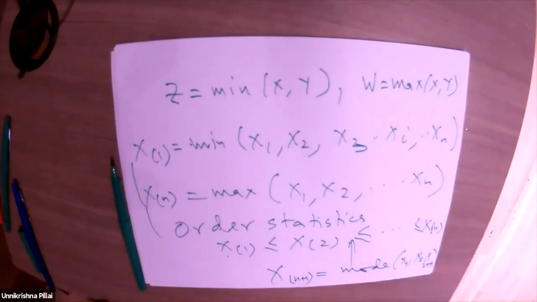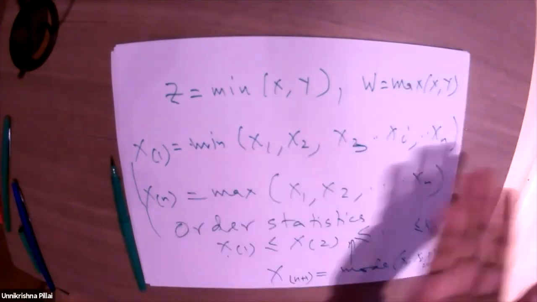Then you wait, and the next one will go bad. So you can use those, or you can just use the minimum statistics. Similarly, you can see the max.